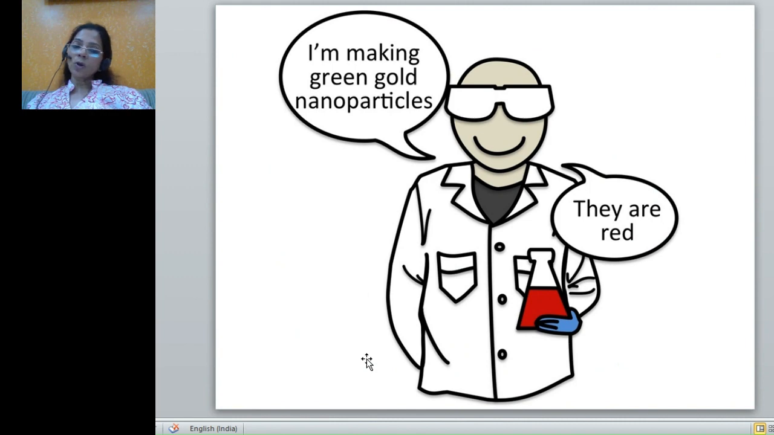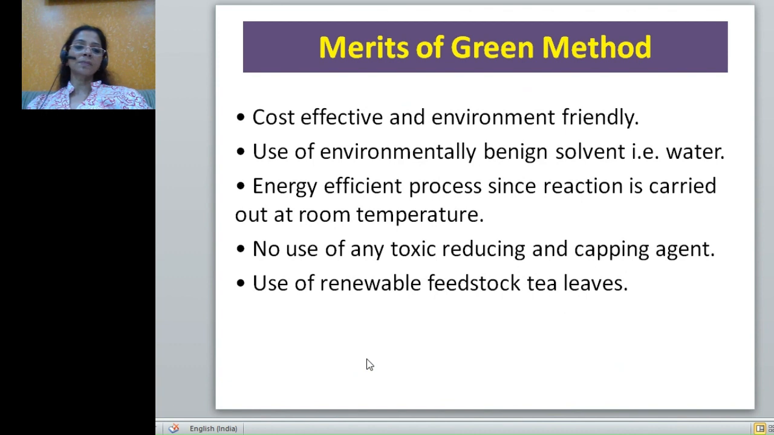So by adopting the green methodology, we are preparing red color nanoparticles. The preparation methodology is cost effective and environment friendly. Why is it cost effective? Because we are not making use of any expensive reagent. We are not using sodium borohydride, mercaptans, or citrate ions. We are only using tea leaves, which are very easily available and of course very cheap also.